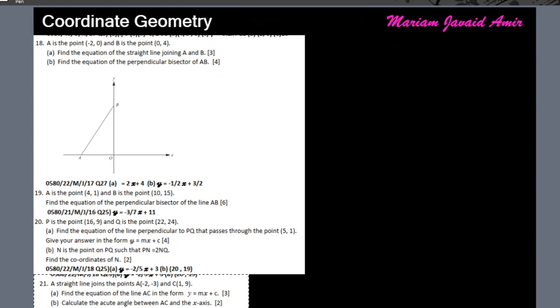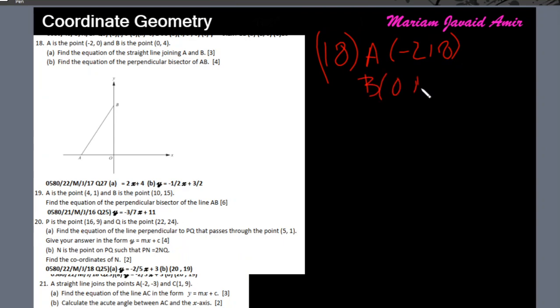Next up is question 21. Sorry, question 18. Question 18, if the marker would permit me to start writing. Yes, 18. So there is a point A, minus 2 comma 8. There is a point B, 0 comma 4. Find the equation of the straight line joining A and B.